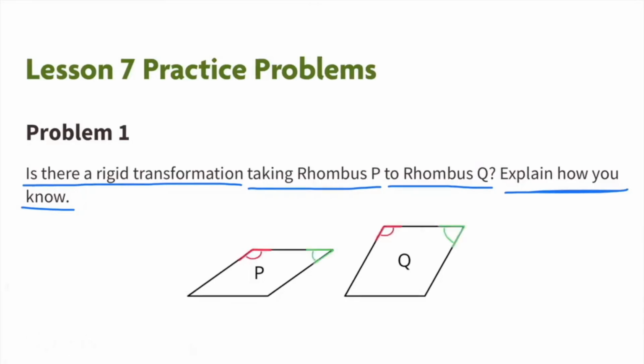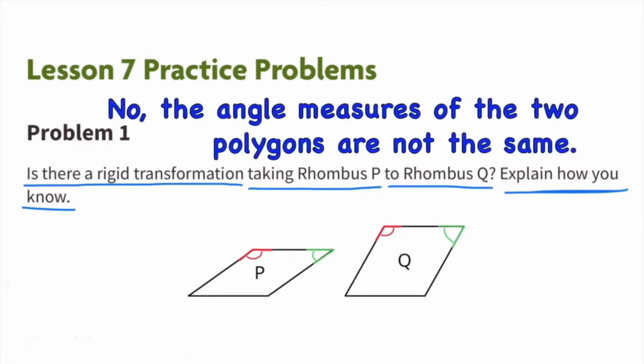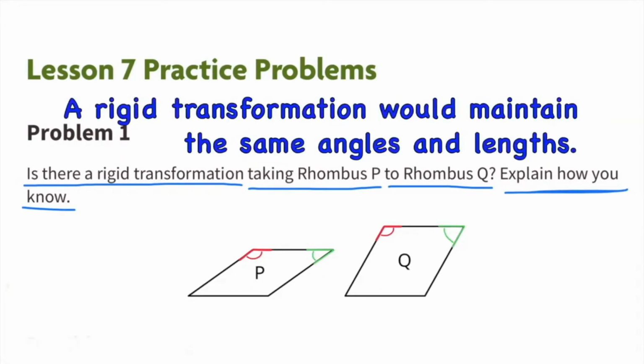Notice the corresponding angles in red and the corresponding angles in green. They're different measures. No, the angle measures of the two polygons are not the same. A rigid transformation would maintain the same angles and lengths. And since these angles are different, a rigid transformation did not take rhombus P to rhombus Q.